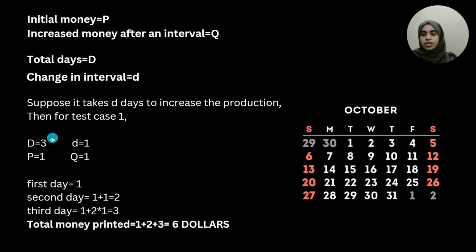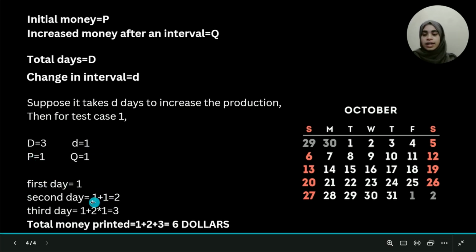In the first test case, they have given capital D as 3. So we are hijacking the bank and printing the money for a total of 3 days. And for every 1 day, we are going to increase the printing of money by $1, which is Q here. On the first day, we will print $1. On the second day, it is P plus Q, that will be 1 plus 1, that is 2. On the third day, we'll print P plus 2Q dollars, so 1 plus 2 into 1, which will give us 3. Now we have to calculate the total money printed. That will give us 1 plus 2 plus 3, which is $6.